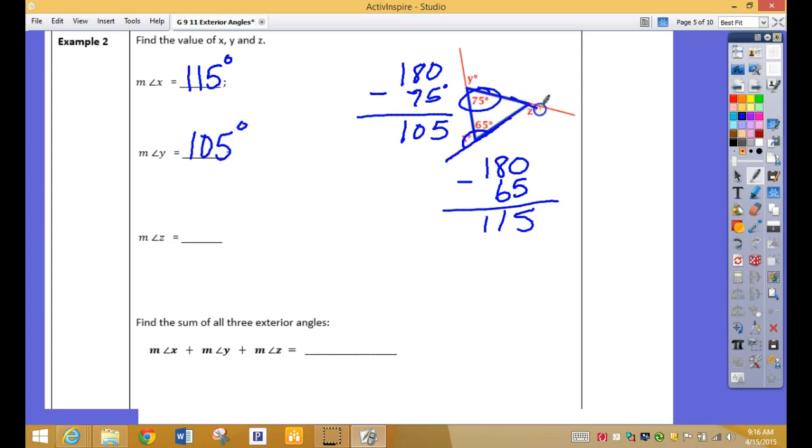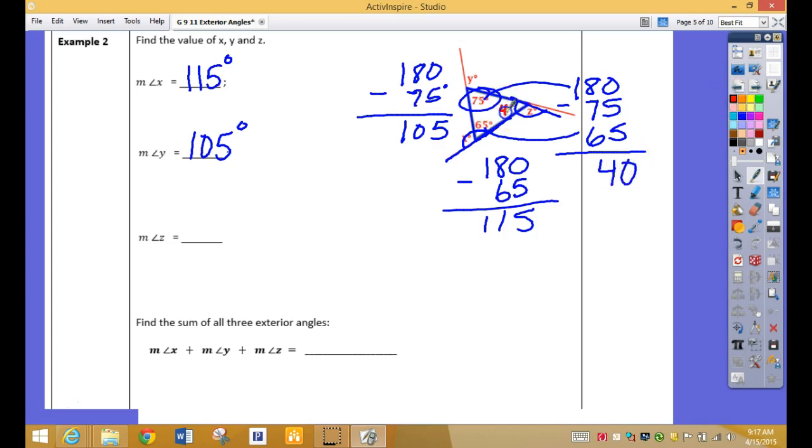And then finally, let's do the z. 180 minus what? What do I know? I don't know anything on that part yet. However, I do know that the three interior angles of a triangle, we learned that yesterday, equal 180. So if you take 180 minus the 75 minus the 65, what do you end up with? You end up with 40 degrees.